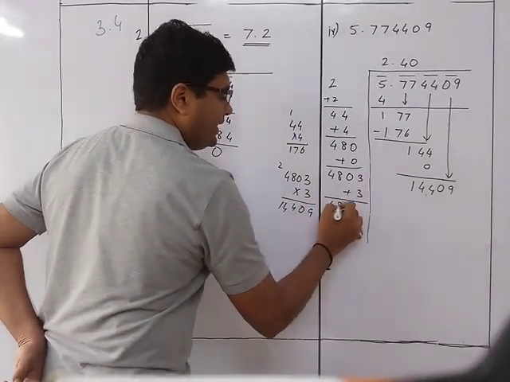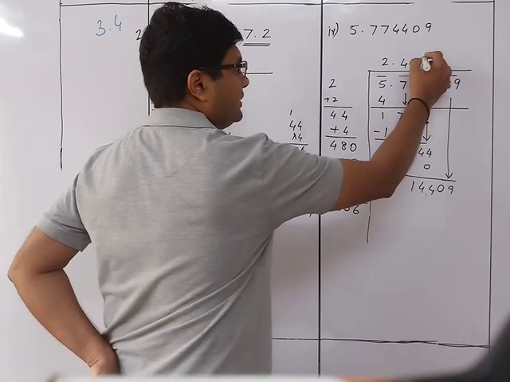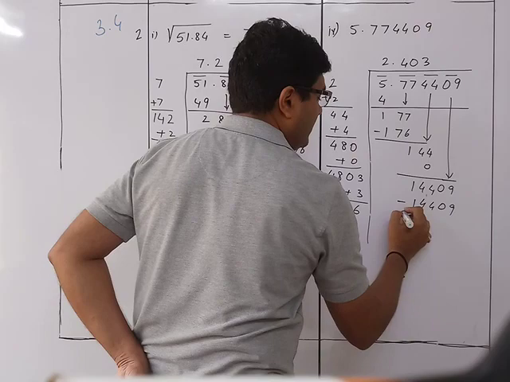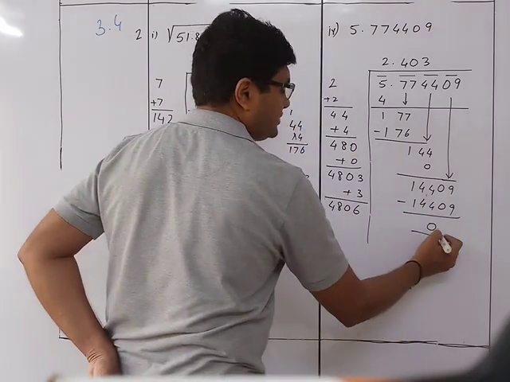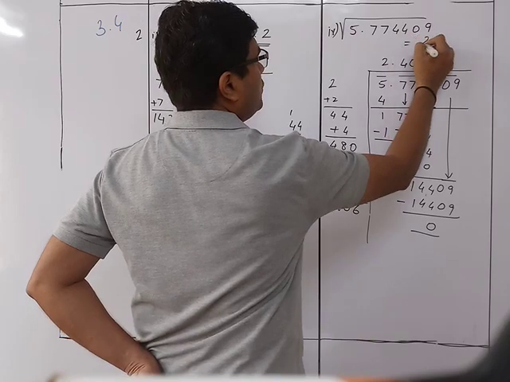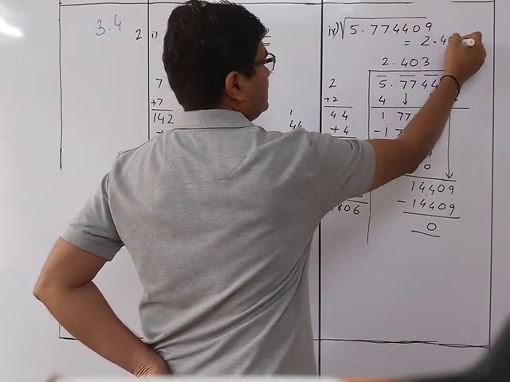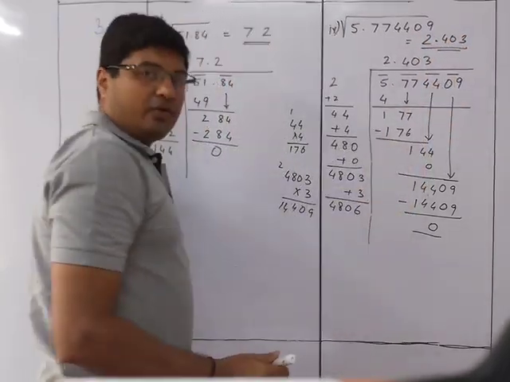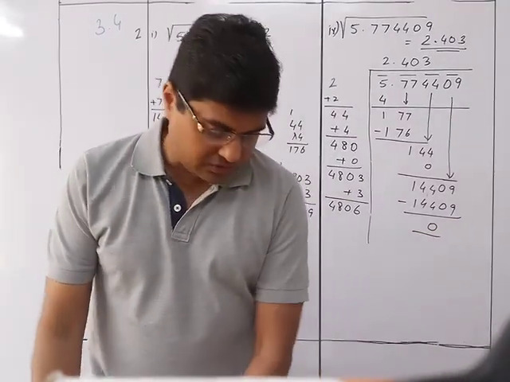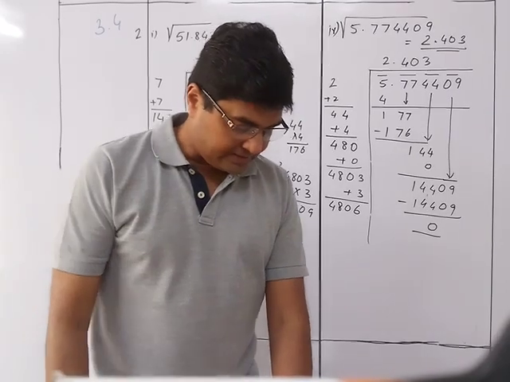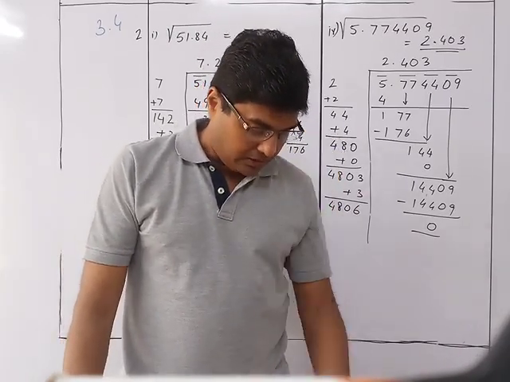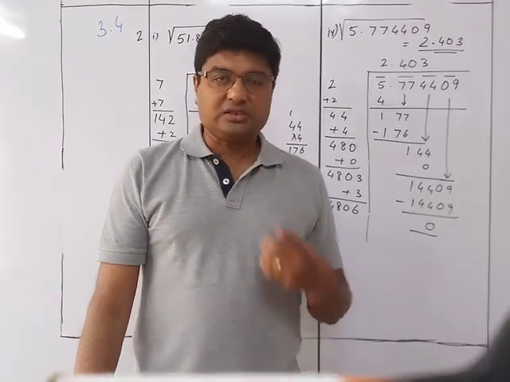Answer is 4806. Here it is 3, give me minus 14409, answer 0. So that's why the final answer, that root of this is equal to 2.403. This is how we find out the square roots of decimal numbers. So this is about the second part of the chapter, second question of the chapter. Okay, next in the next video.